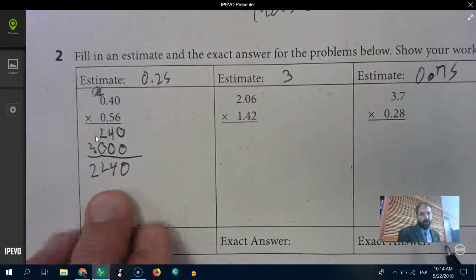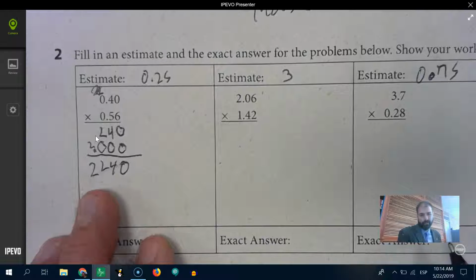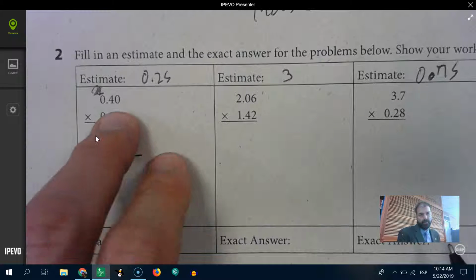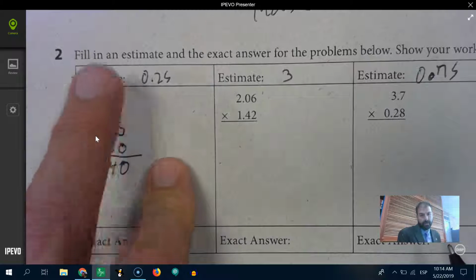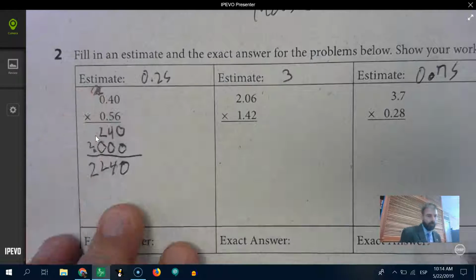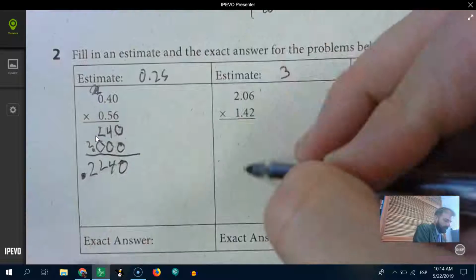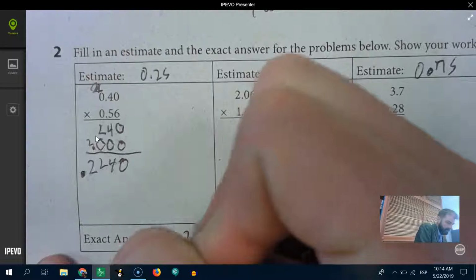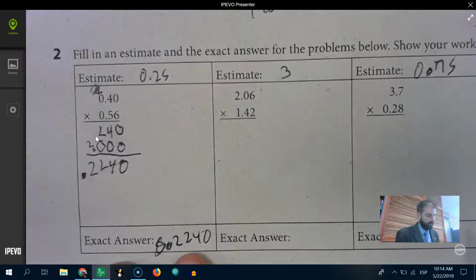Here we go. What was my estimate? My estimate was 0.25. Where am I going to put the decimal point? I'm going to put it here, and the reason why is I have 4 place values involved to the right of my decimal points. So I count those up: 1, 2, 3, 4, and here it is. My decimal point goes 1, 2, 3, 4. So my exact answer is 0 and 2,240 ten thousandths, or 224 thousandths.